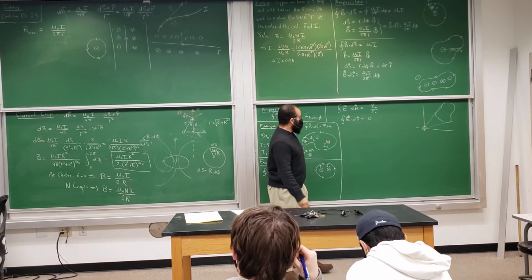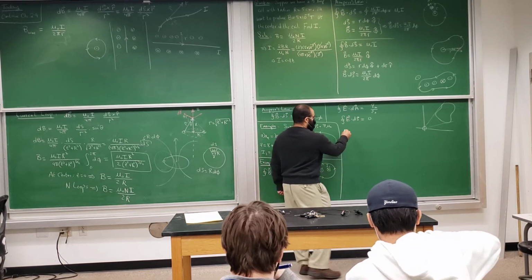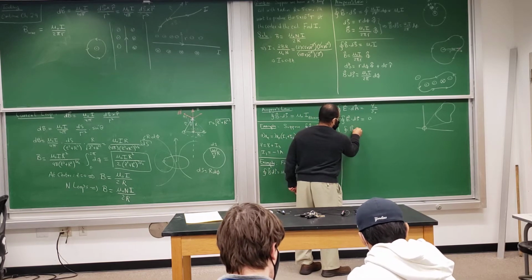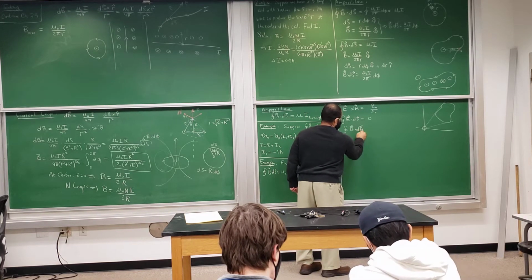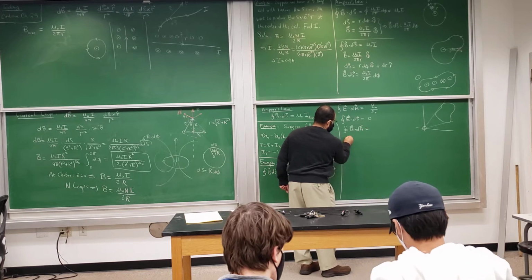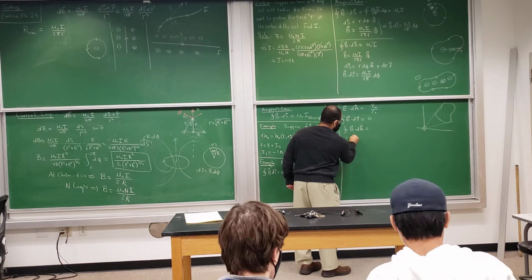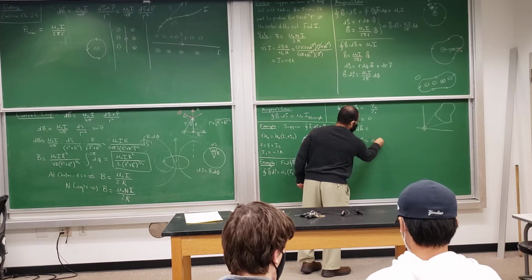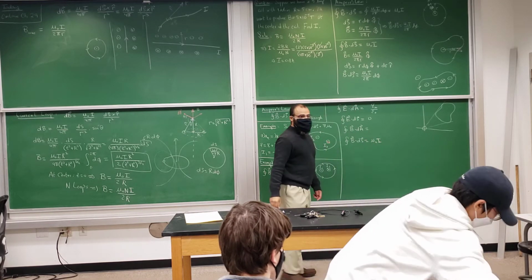And now, today, we learned the following. First, I will write the B dot dA, leave it blank, and then B dot ds. This one was mu naught I, right? I through.